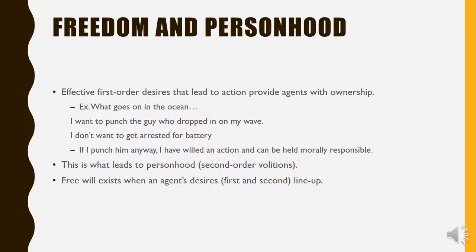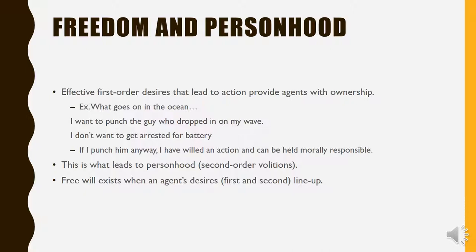Now, this, of course, is incredibly problematic. Because it would seem as though any of the first or second order desires still need to explain the antecedent cause that causes those desires. A determinist might suggest, in the example of someone cutting me off, that my second order desire of not wanting to punch this person because I might get arrested actually has another second order desire pulling against it, saying that, no, I do want to do this.